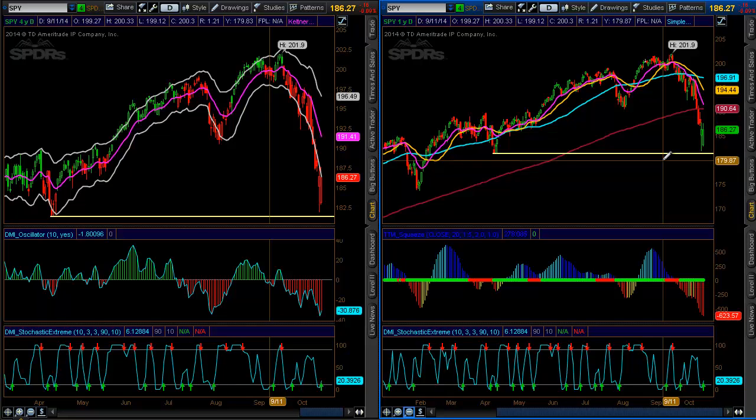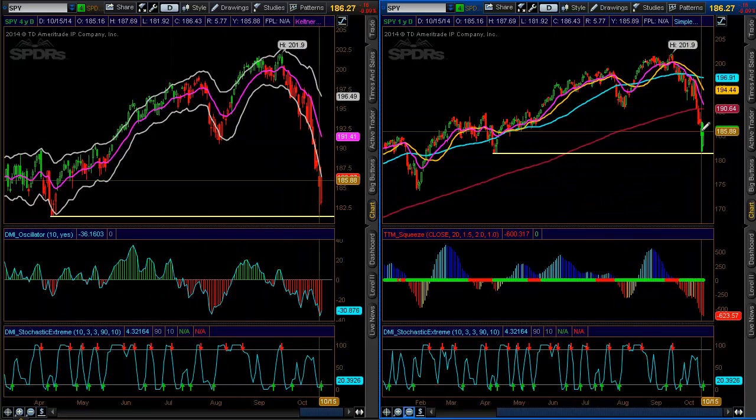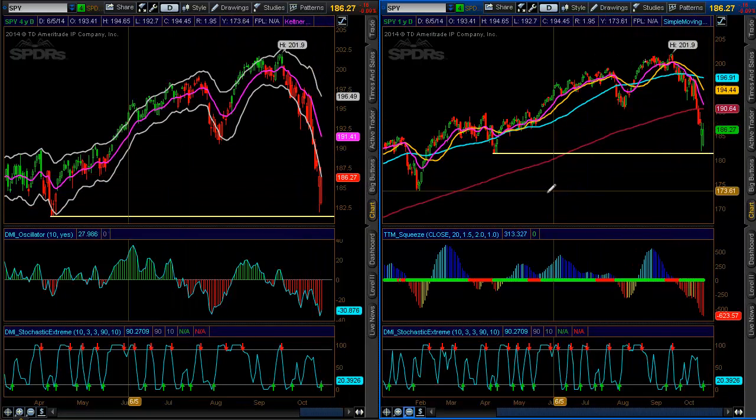But I do think we have a potential for a short-term bottom here. Now, if you're not already long, or if you didn't buy the dip already, then I don't think you should do anything. I think you should wait for a bounce and look to get short.